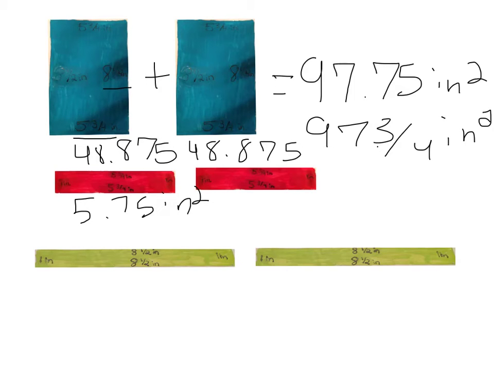And since these two sides are the same in lengths, we just add the same area together to get our total area for these two sides of 11.5 inches squared. But this could also be said as 11 1/2 inches squared.